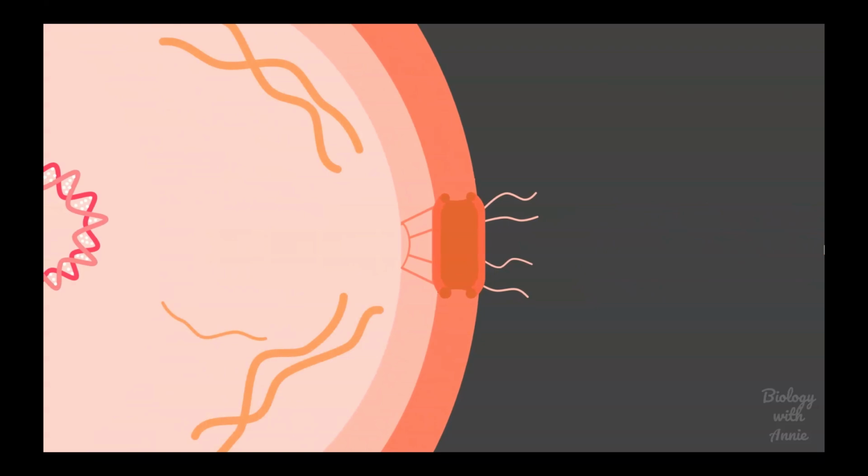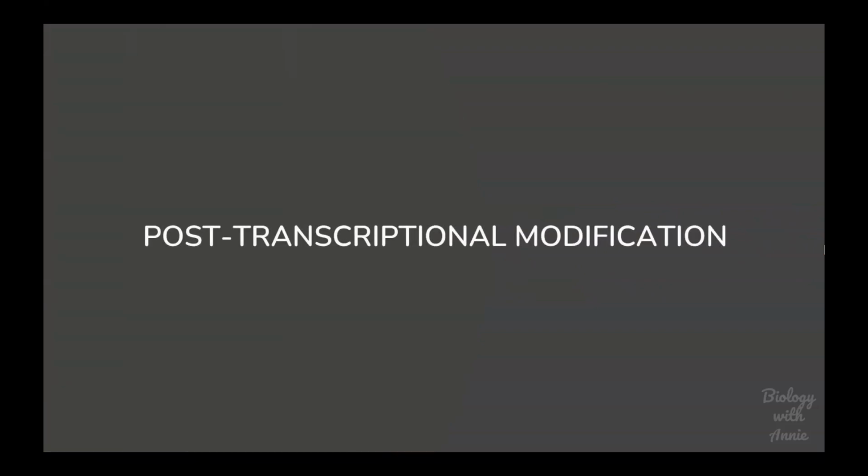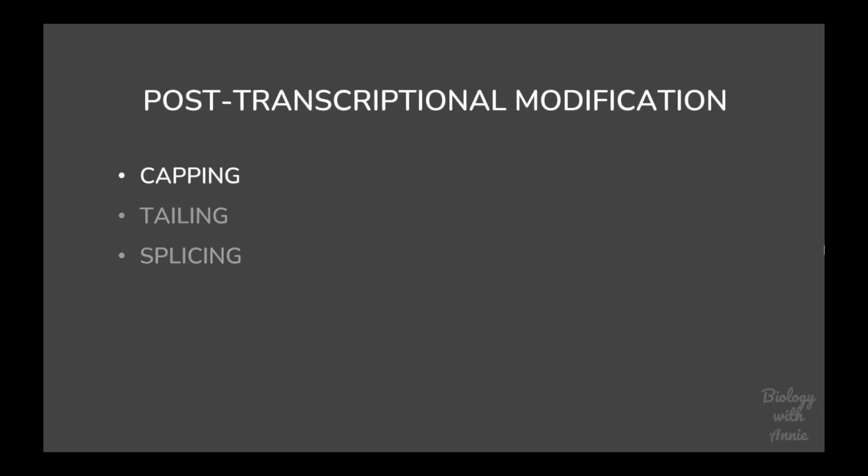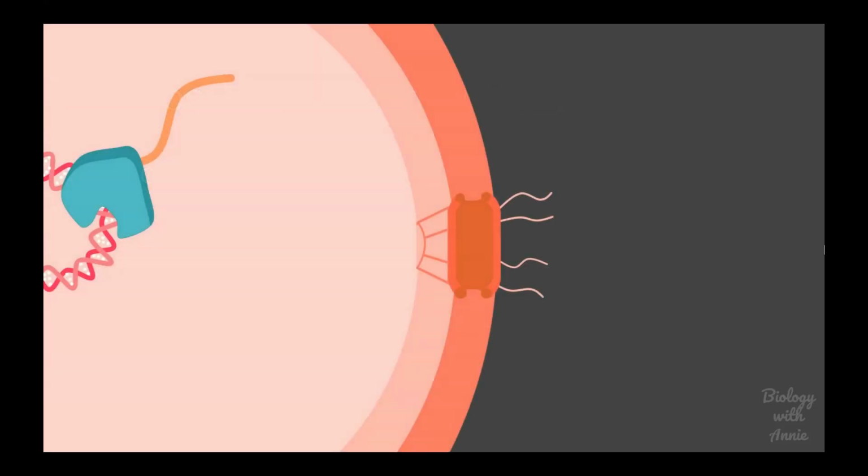So in order to export eukaryotic mRNA out of the nucleus, it has to undergo three processes collectively known as the post-transcriptional modification. The first modification made to the mRNA is capping. This involves adding a specially altered nucleotide to the 5' end of the RNA. This takes place co-transcriptionally, which means that the modification is made to the mRNA even before its transcription is completed.